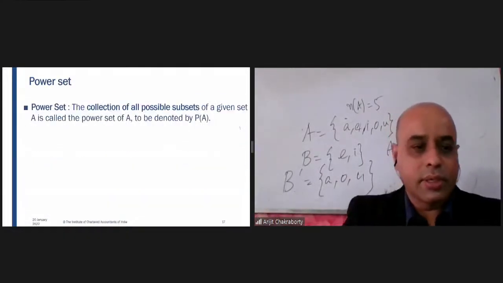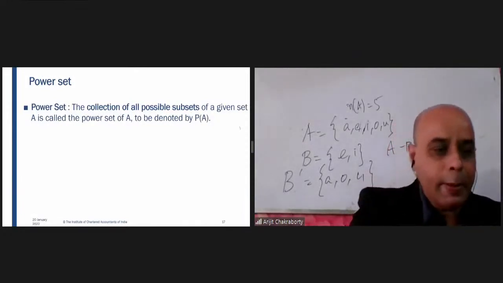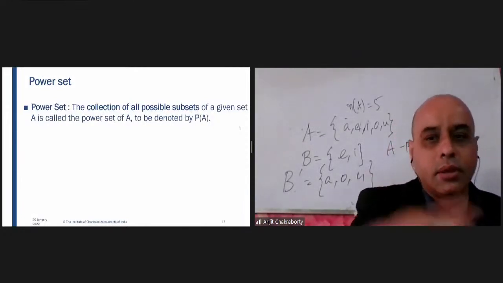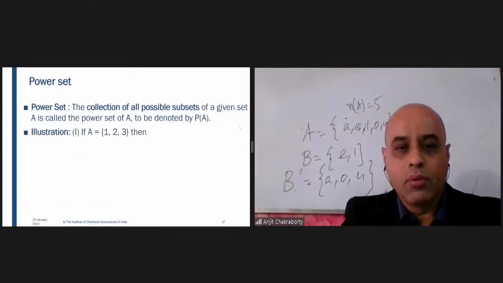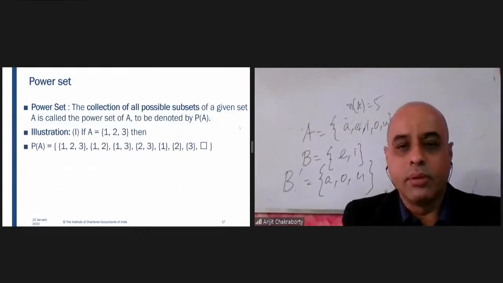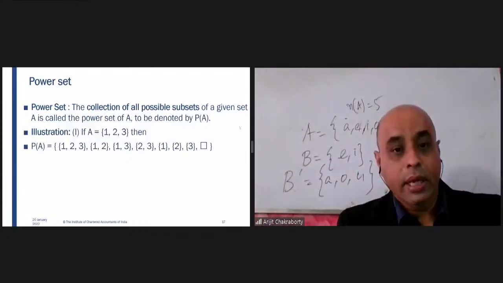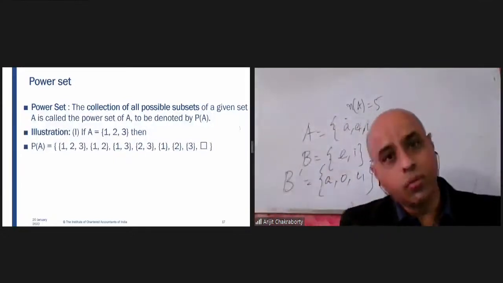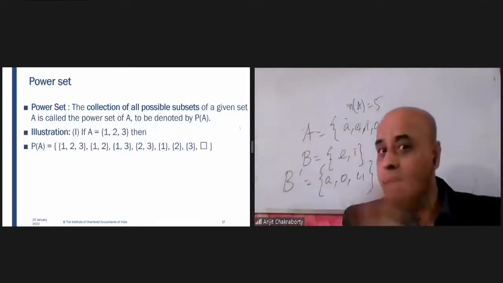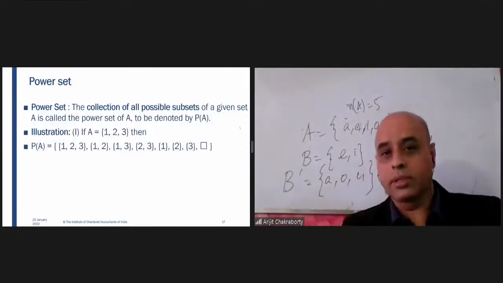So cardinal number is easy. Power set also we have discussed: the collection of all possible subsets of a given set is called the power set. So if you are given {1, 2, 3}, then the power set will have all possible combinations: {1, 2}, {1, 3}, {2, 3}. Please note we have taken {1, 2} but not {2, 1}, because {1, 2} and {2, 1} are the same. {1, 3} and {3, 1} are the same, so we have not taken both, because the order does not matter.